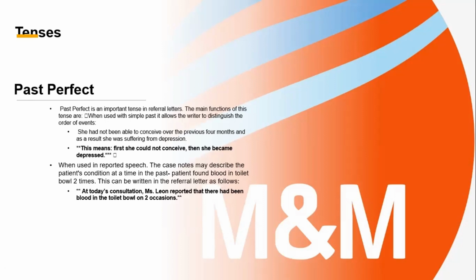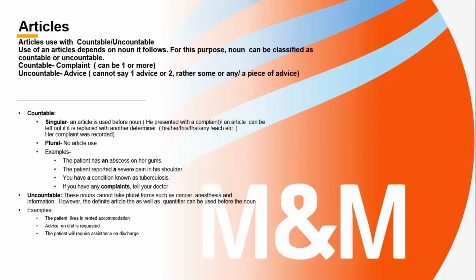For example, we can also use, let's say, Mr. XYZ had attended physio sessions. However, his stiffness did not improve, right? So we can use two tenses together, as an example. These are a few examples for your reference. Anyhow, we can see and move on toward the articles.